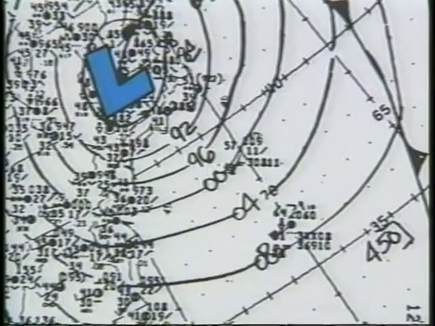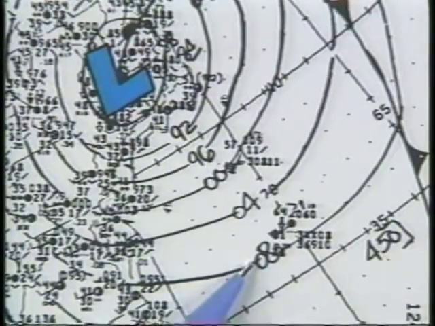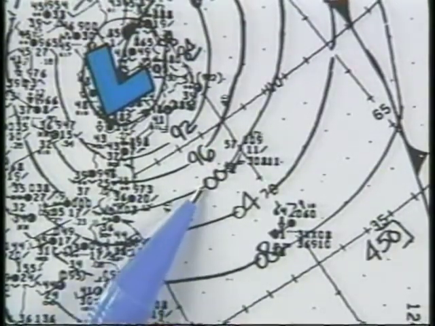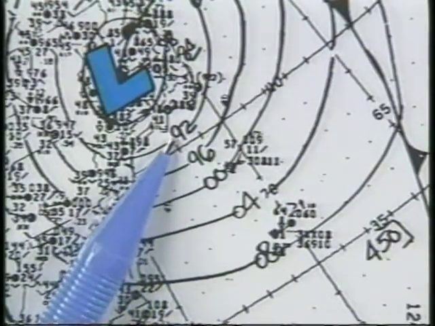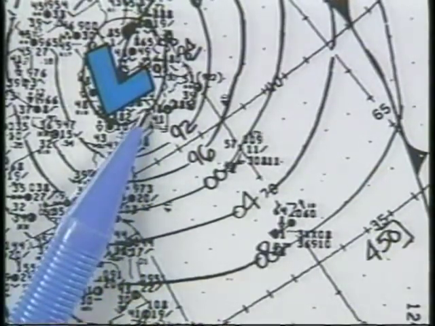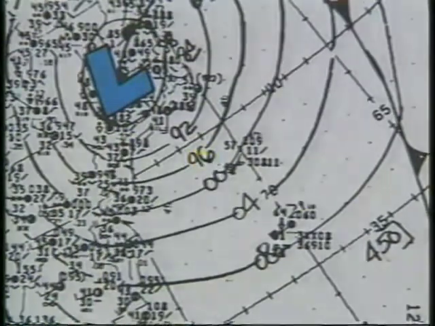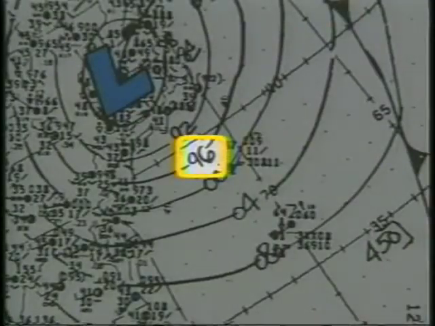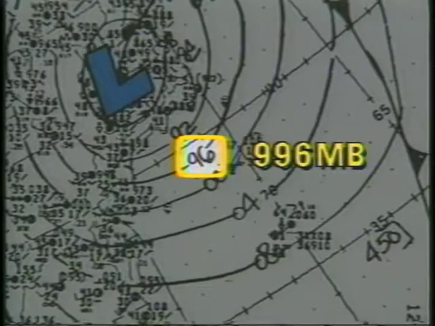Isobars, connecting points of equal pressure, are plotted around these centers. They are normally drawn at 4 millibar intervals and are labeled with the last 2 digits of the barometric pressure. Here, the isobar labeled 96 represents 996 millibars.